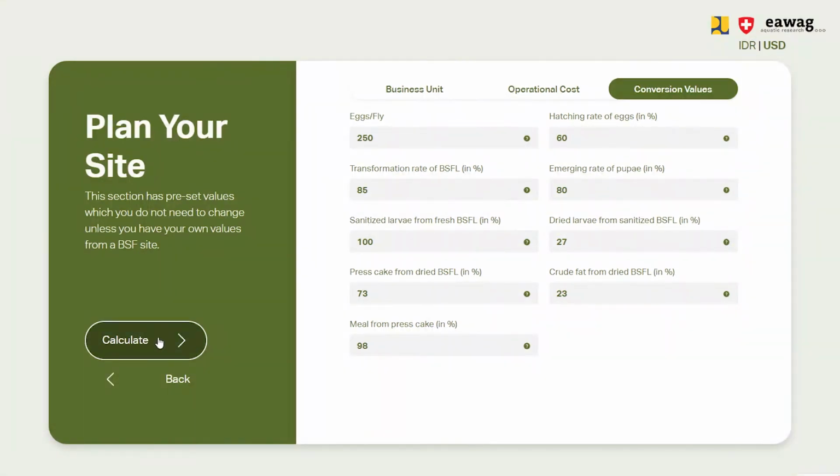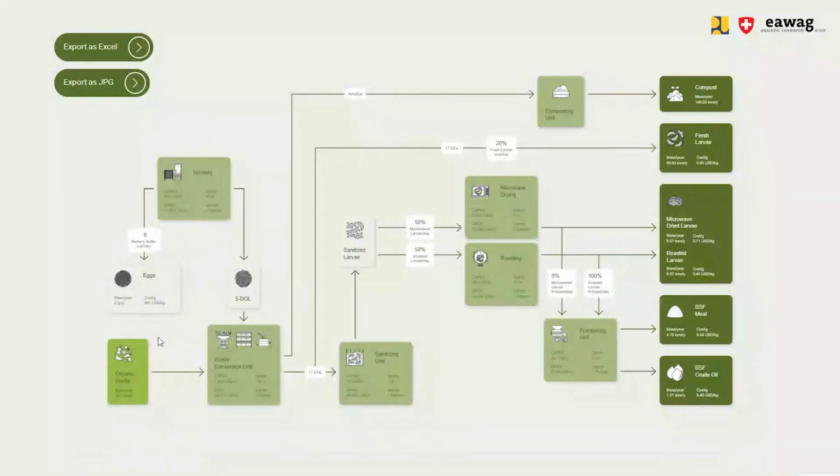So when we then click on the calculate button, the model, the web-based cost model, will calculate for you the outputs of the values that you have filled in. And that output you see now in front of you in this flowchart. Let's dig in a little bit.